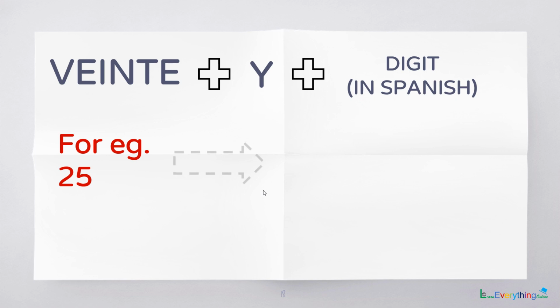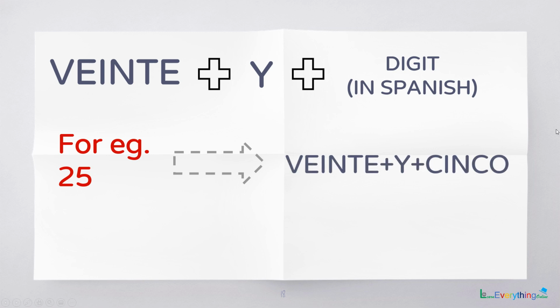Now looking at one example, we'll see the number 25. So the word for 25 is 25. The units place digit is 5 and the number 5 is said 5. That is why 25 becomes 25.